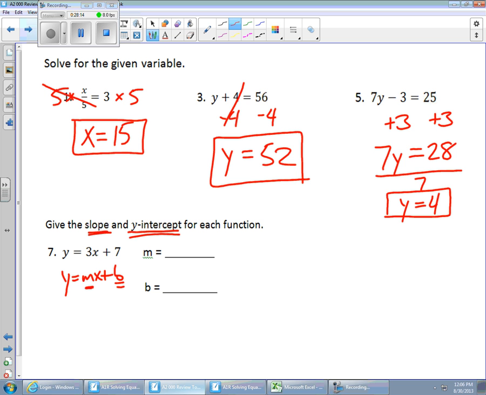This problem is already in slope-intercept form, so all we have to do is read the values straight out of it. M is the number in front of x. It's the coefficient of x in slope-intercept form. What's the coefficient of x? It is 3. B, when you're in slope-intercept form, is represented by the constant. What's the constant in there? 7.